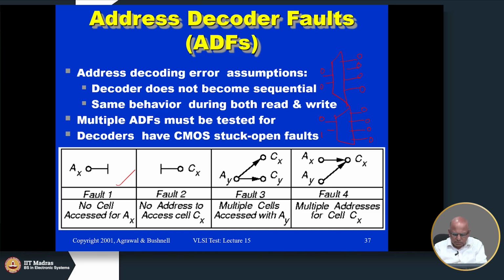The other could be that a particular cell can never be accessed, or when you try to place this, you are trying to select a particular cell Y, but you end up selecting both of them. So, for example, I could have a 1 1 situation, or I was trying to address X, then I will access X, and when I try to access address Y also it has the same effect. So, this is also a problem. All of these are different kinds of decoder faults.